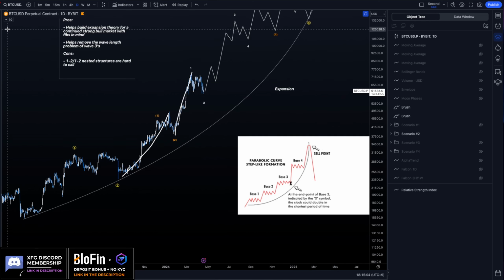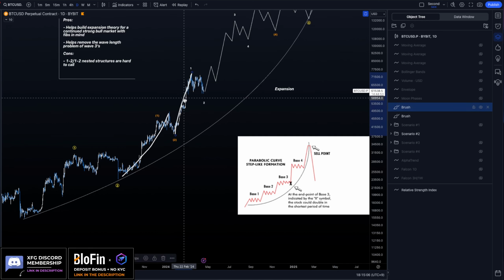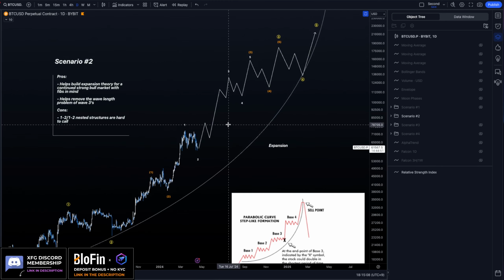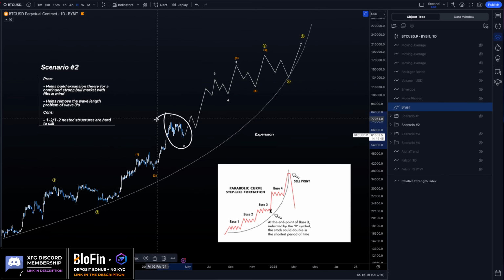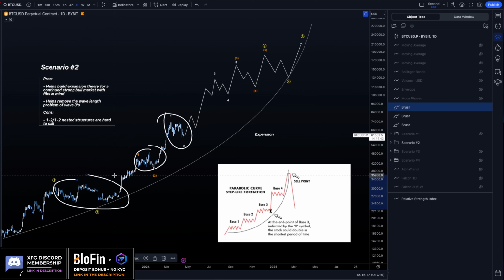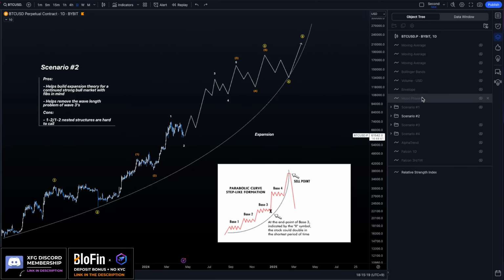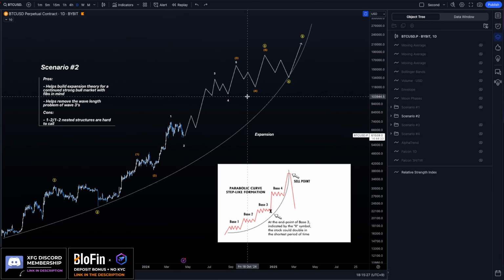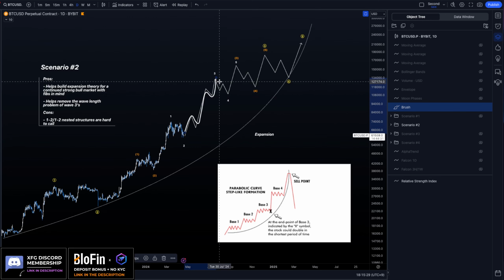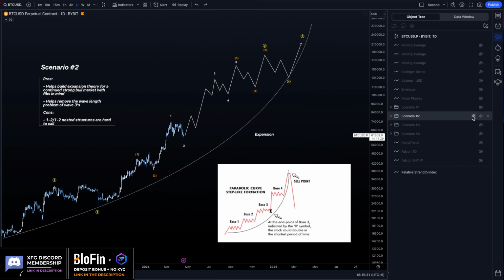Scenario number 2 works on the overall expansion idea. Scenarios number 2 and 3. Again, it's just whether you like to see this as a 1-2-1-2, and it does help alleviate some of the idea of wavelengths, and I like that idea as well, and that also helps build that parabolic step-like formation and that parabolic curve theory. I like that idea, but we need to have very, very shallow pullbacks of every single internal degree, but again, that's too early to call.